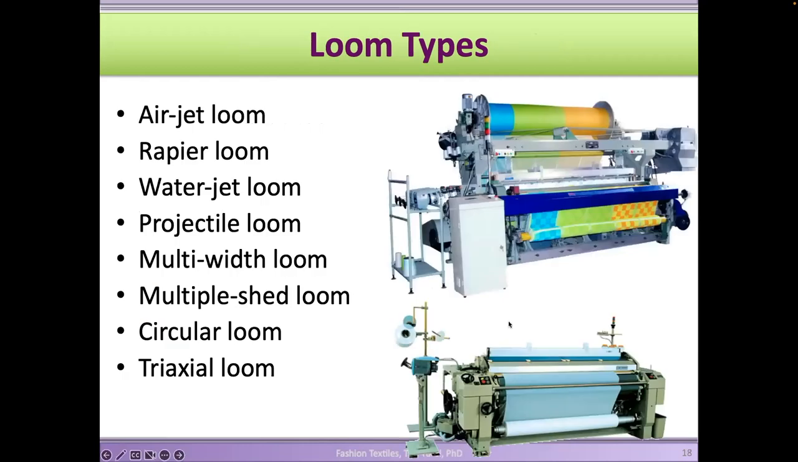So these are different kinds. In an air jet machine, you have a nozzle and your yarn is just a single yarn that is pushed by pressurized air into the shed. And these machines are super fast. They can produce fabrics very quickly. There are rapier looms, water jet looms, projectile looms.